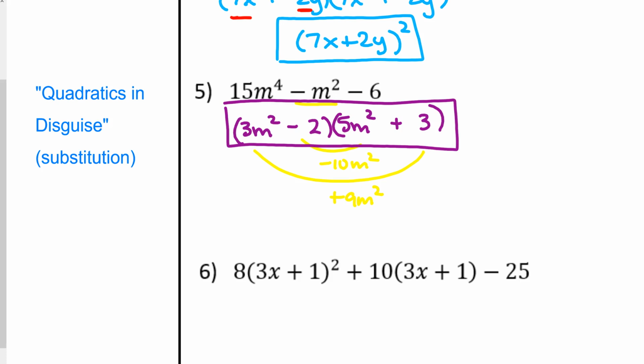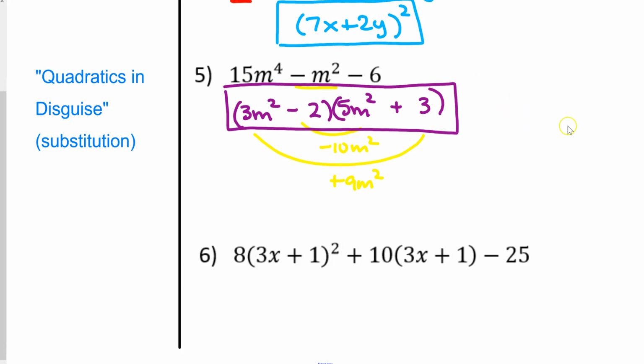This is also a quadratic in disguise, and we're going to use substitution. So notice that you have something squared, and then something to the first power, and then a constant. Well, that's just like a quadratic. It just happens to be a little bit more complicated something. So what we're going to do is try to uncomplicate things for ourselves by using a substitution. Let's let u equal 3x plus 1. You don't have to use a u. U is commonly used in calculus and pre-calculus, so I'm just getting you used to it.